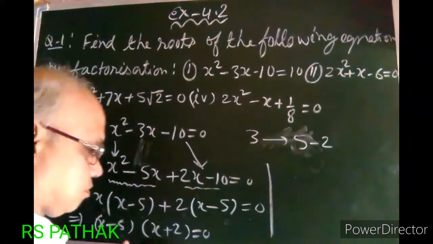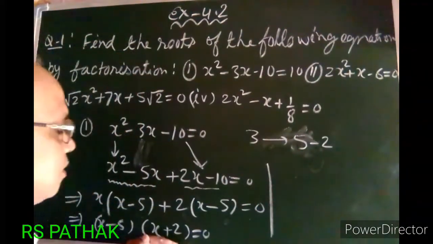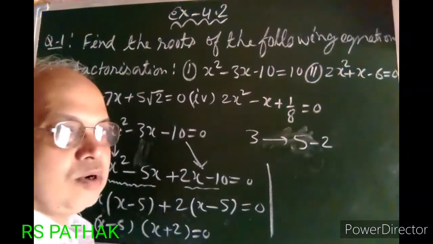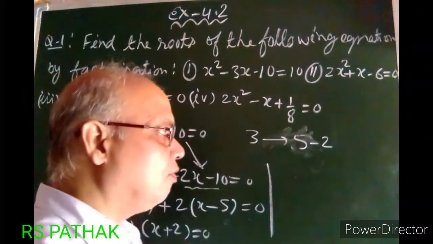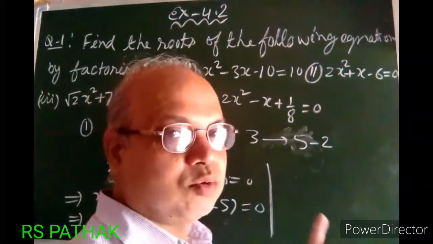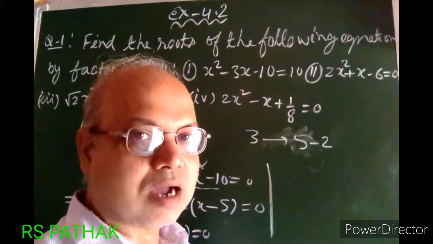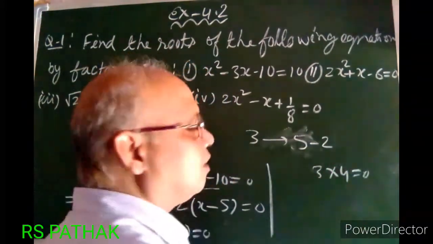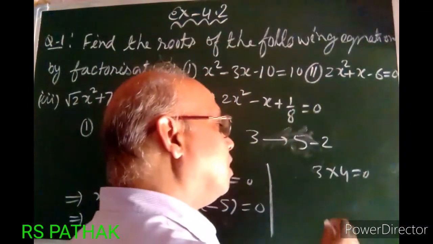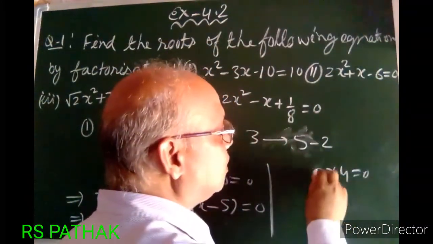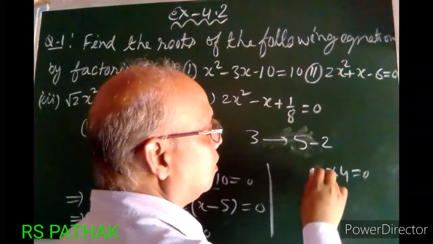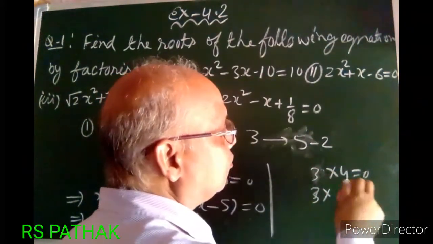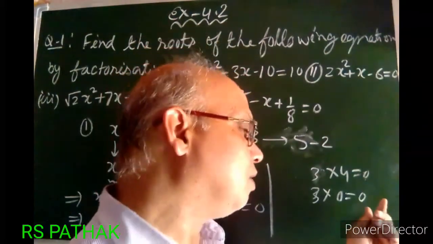After this, this into this is equal to 0, meaning that the product of two numbers is 0. It is possible only when one of the two numbers or both the numbers are 0. Let us suppose 3 into 4 equal to 0. It is not possible, because the first number should be 0, then the answer will be 0, or the second number should be 0, then the answer will be 0.